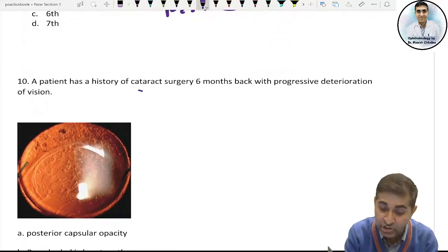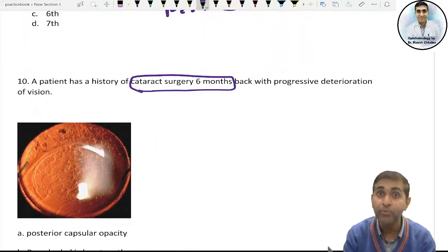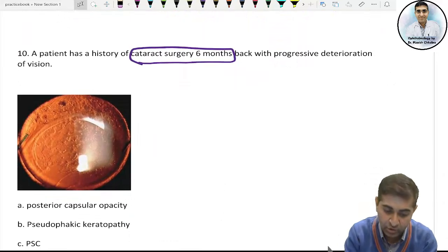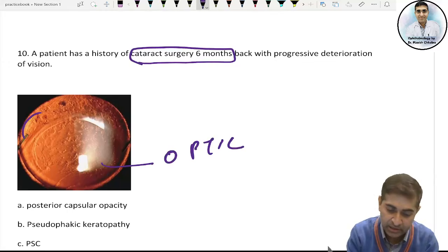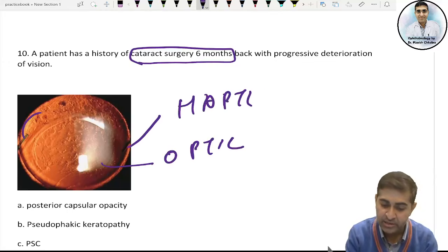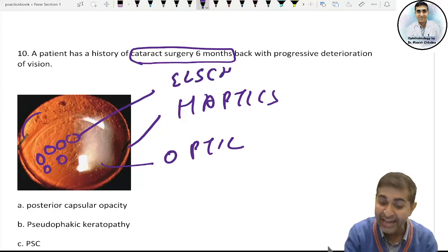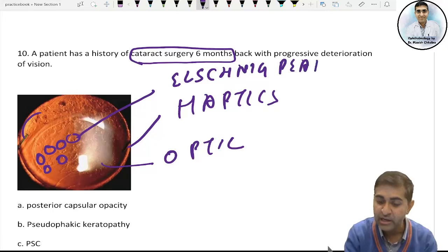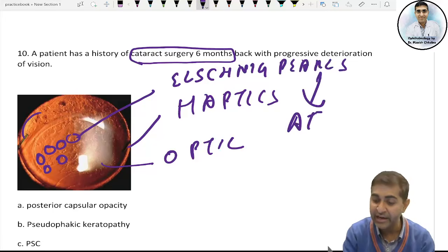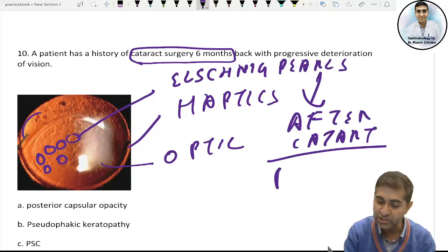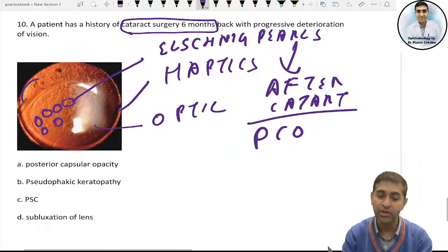A patient has a history of cataract surgery 6 months back with progressive deterioration of the vision. Now you can see that this is the artificial IOL, this is the optic part of the IOL, and these are the two haptics. And what can you see just behind the optic? Can you appreciate the pearl like small dots? So these are your Elschnig pearls. They are after cataract. The other name of after cataract is posterior capsular opacity, or PCO.